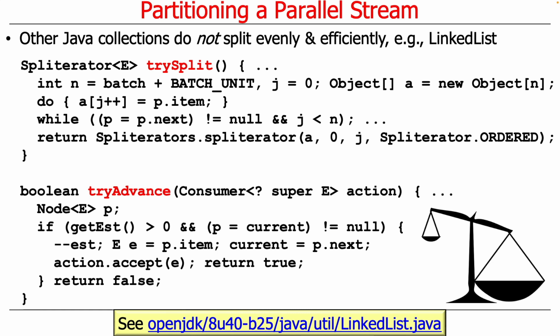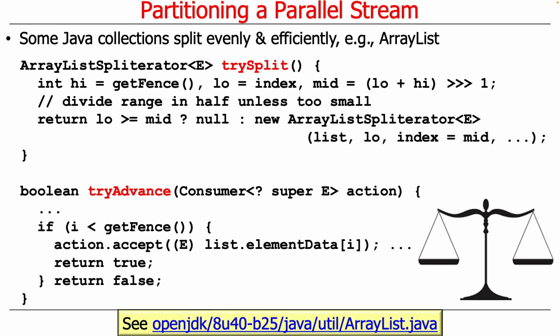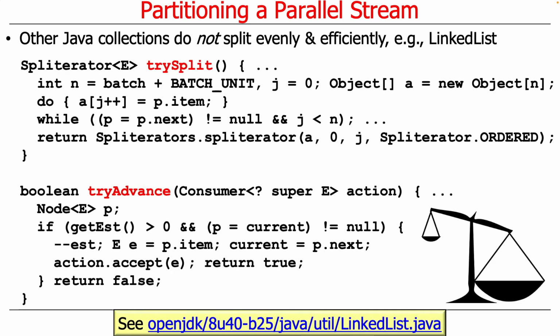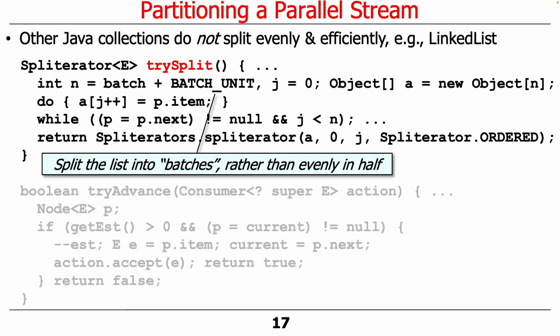Let's take a look at LinkedList by contrast, which is a little different. So you can see with ArrayList, it splits it evenly and efficiently. You end up with two roughly even-sized halves. With LinkedList, however, it doesn't work this way. What it does instead is it will go ahead and split the list up into batches, and the batches have a certain size. And it doesn't try to split it in half, because that would require going down through the entire linked list, following all the links till you reach the quote midpoint, and then doing it that way. So they don't even try that.